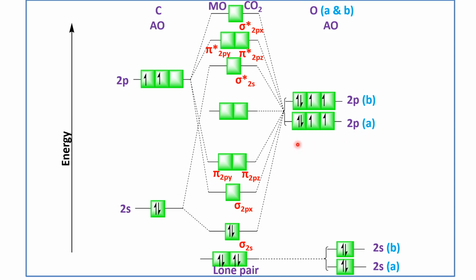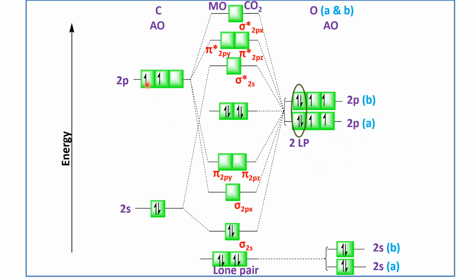Now here also we can say that these 4 paired electrons form 2 lone pairs. And these 2 lone pairs are shown at the center. So this is the first lone pair and this is the second lone pair, right? So in this way we are having the total 4 lone pairs on the 2 oxygen atoms. The 2 lone pairs are from the 2s atomic orbitals, and the remaining 2 lone pairs are from the 2p atomic orbitals. Okay, so here we are clear with the 4 lone pairs.